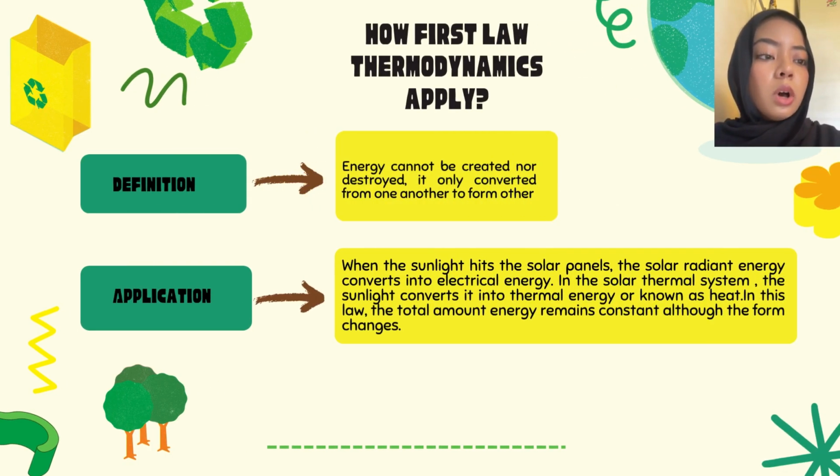How was the first law of thermodynamics applied? First of all, the definition of the first law is energy cannot be created nor destroyed. It is only converted from one form to another. The application is when the sun hits the solar panel, the solar radiant energy converts into electrical energy. In the solar thermal system, the sunlight is converted into thermal energy, or heat. In this law, the total amount of energy remains constant although the form changes.